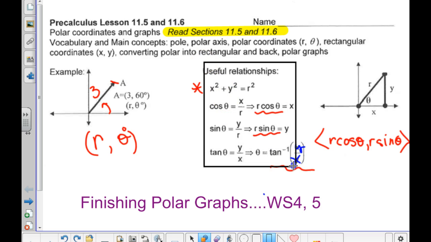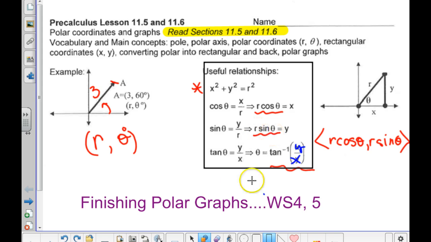How about this? Right there in that little box are all the important things you need. If you have not started this assignment yet for tomorrow's homework check, that's what you need to refer to, okay?